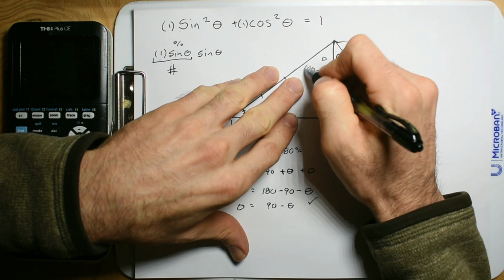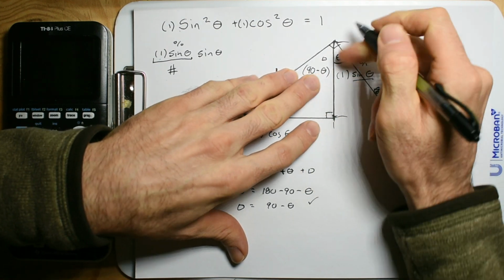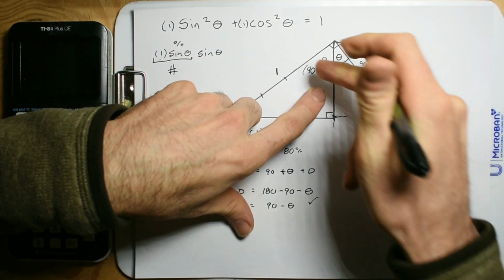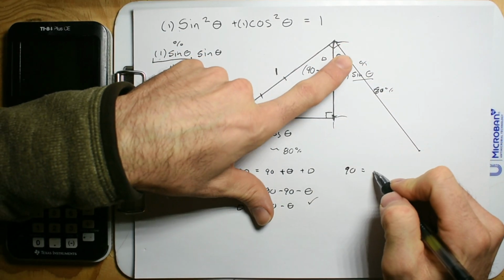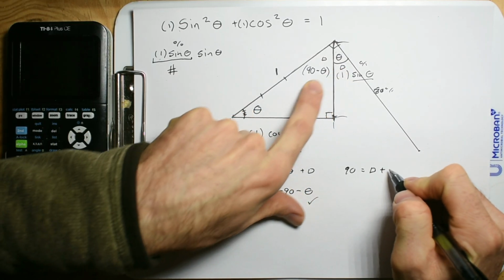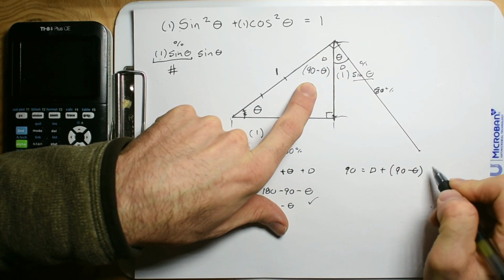If that angle is 90 minus theta, and we have a 90-degree angle right here, do the same game. We have 90 degrees. It has to be both of these angles added together. I don't know what this one is, so I'm going to say, the angle I don't know plus 90 minus theta.